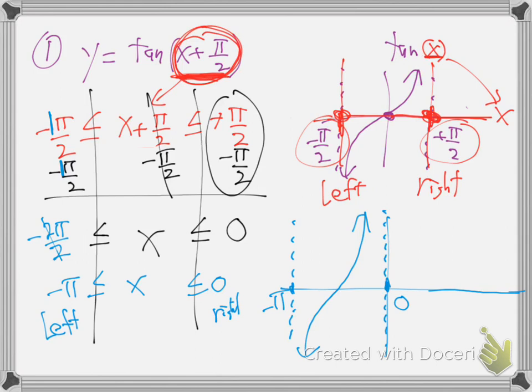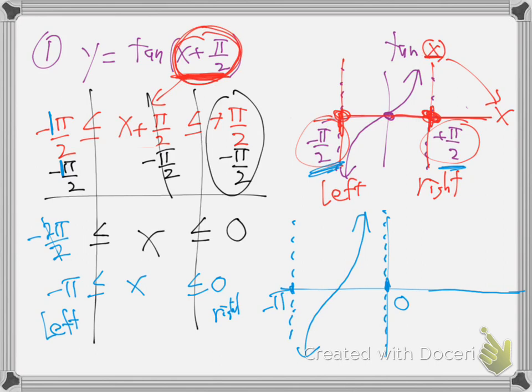Whenever you have a tangent, so we're going to do all of our time together today, we'll grab the inside and say, hey, inside, you're between negative pi over 2 and positive pi over 2. Because that's where the two lines are for the tangent. That's where its two main lines are on the original. And you solve for x. I subtracted pi over 2 to get x alone. Do it from all three. You get negative pi and 0.